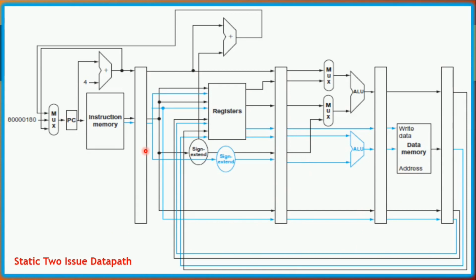This is the way a static two issue processor is implemented in a data path. In order to execute two different instructions in parallel, we need some extra hardware units. We need only one instruction memory, since we are following the VLIW architecture, that will be present in the instruction memory.